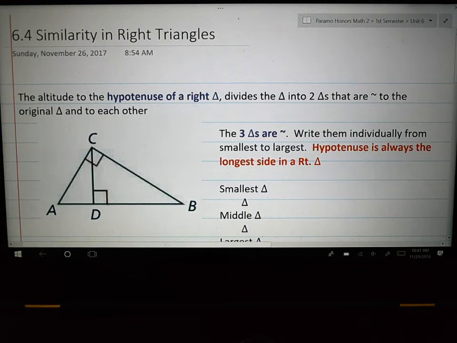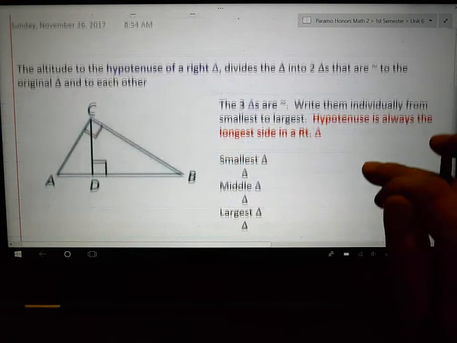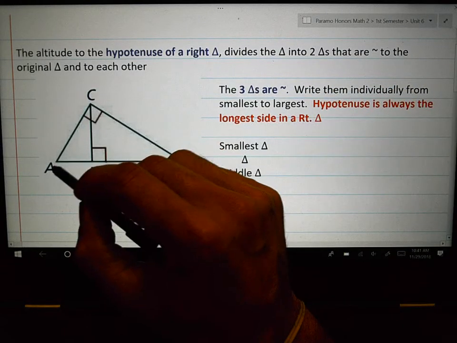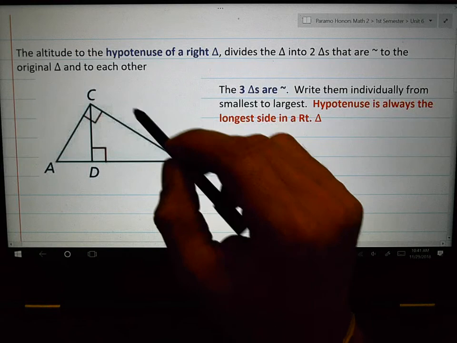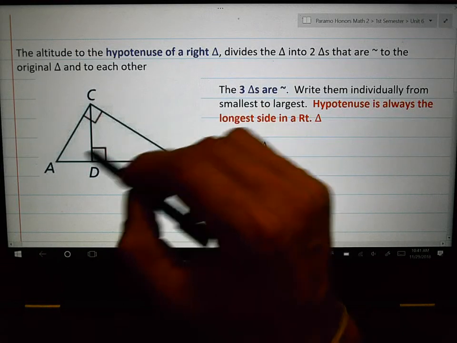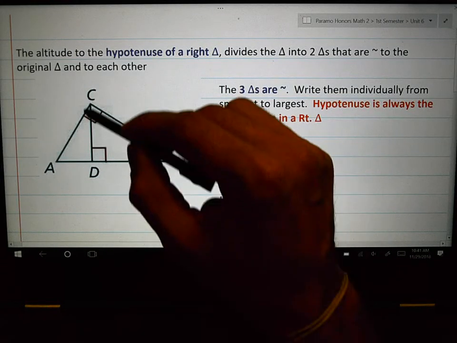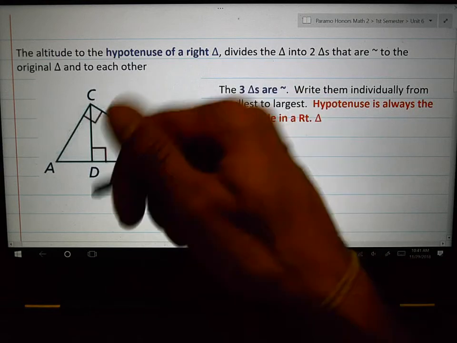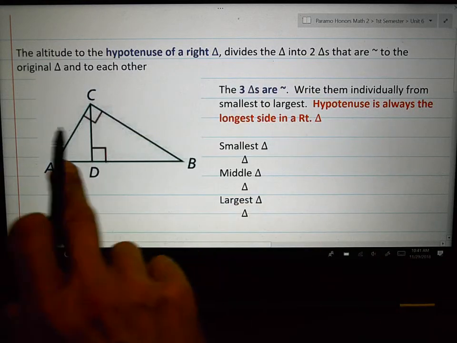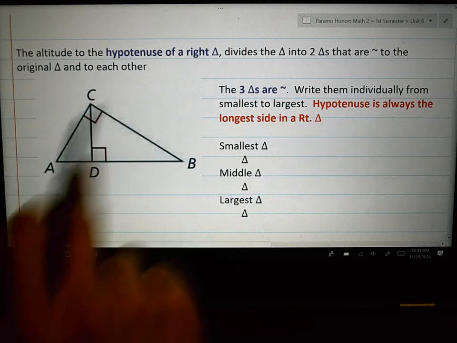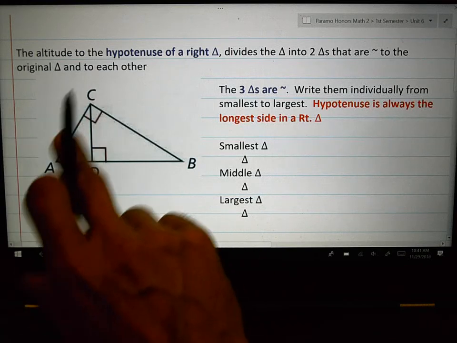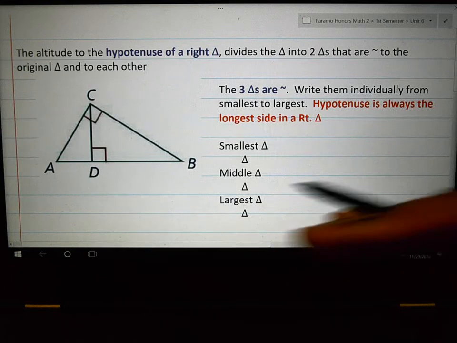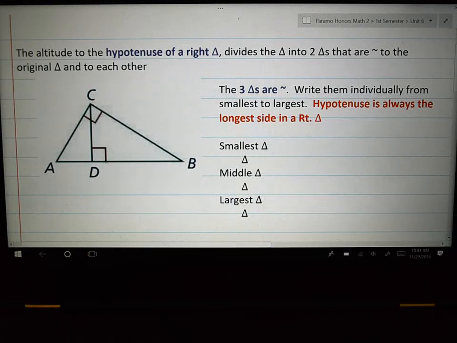6.4 is on similarity in right triangles. And we're going to talk about a very specific right triangle. If you have a right triangle and an altitude on the side that is the hypotenuse, that altitude will split the triangle into three similar triangles. The little triangle, the middle triangle, and the big triangle are all similar to each other.